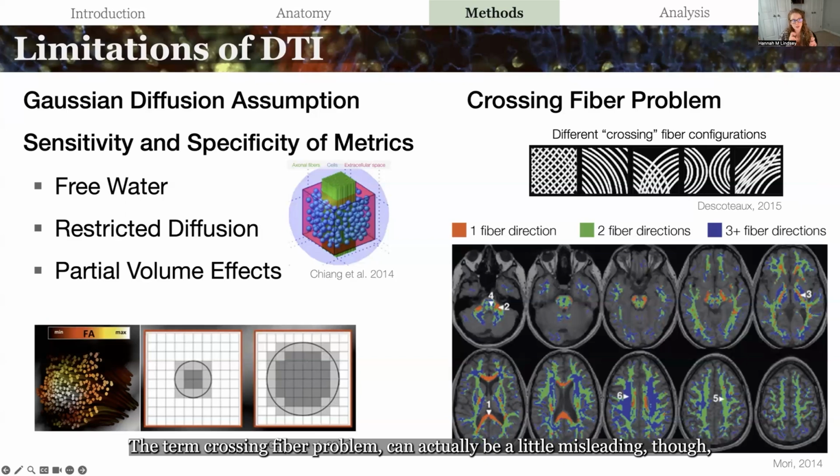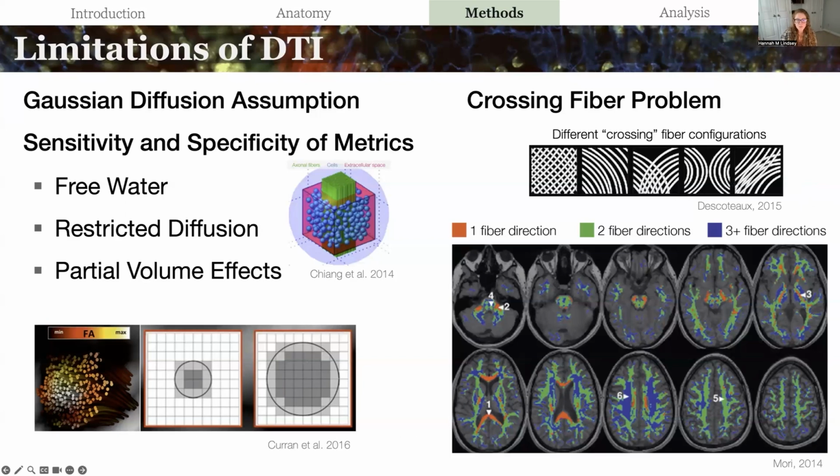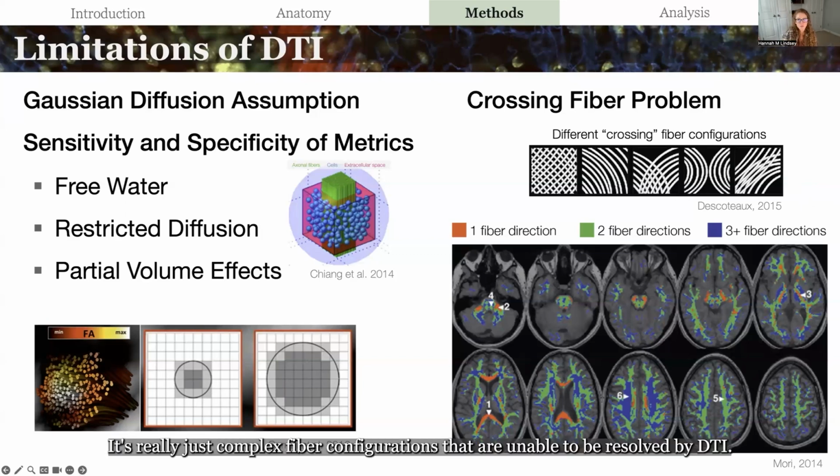The term crossing fiber problem can actually be a little misleading, though, because it really refers to any situation where multiple fiber orientations contribute to the signal measured for a given imaging voxel. So these are just some possible configurations that might be present in a single voxel, although there are an infinite number of different configurations that could be present. The point is that they don't necessarily always cross. They might just touch or fan or bend or something like that. It's really just complex fiber configurations that are unable to be resolved by DTI.